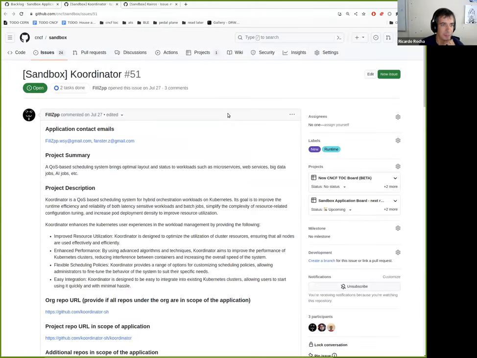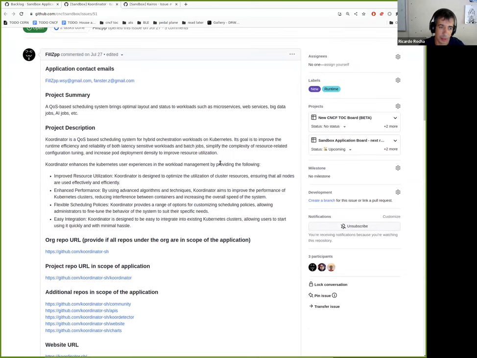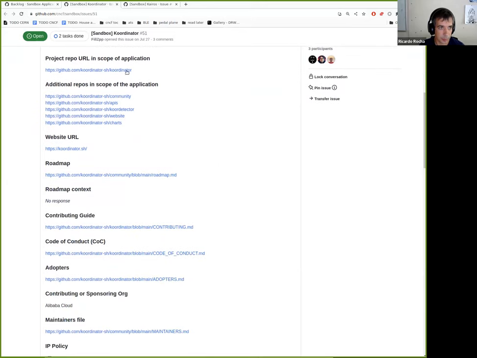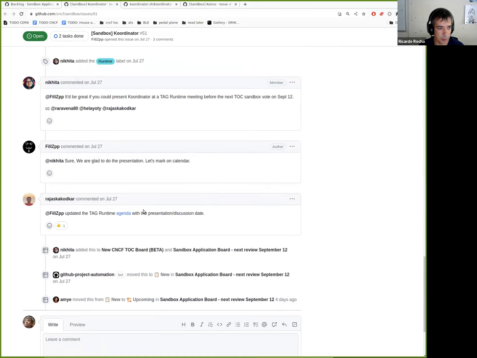So Coordinator, it says it's a quality of service scheduling system bringing optimal layout and status to workloads such as microservices, web services, and big data jobs. So in this case, having a look, it did feel like there's a lot of overlap with the scheduler of Kubernetes, although it introduces notions like quality of service. So it is interesting. If I go down, I don't think this actually happened, Ricardo, in TAG Runtime, the presentation? No, it hasn't happened yet.